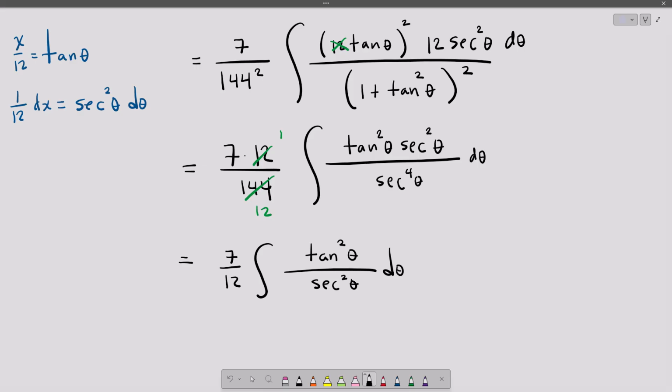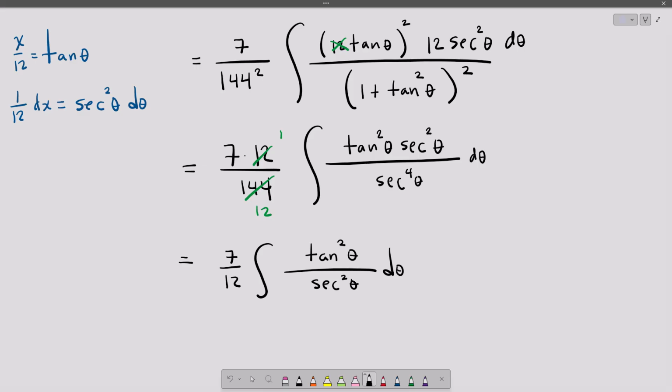At this stage, you have a couple of choices. This is an even power on tangent, so we can't use that special pull a secant tangent off thing. And if we can't use one of those rules for products of powers, we have two choices. Turn everything to sine and cosine, or use a Pythagorean identity on the numerator.